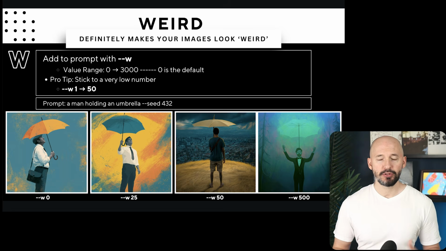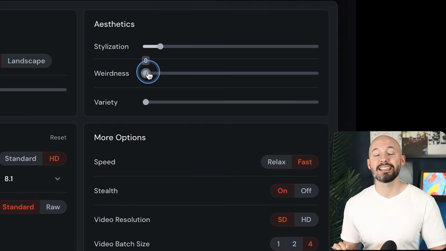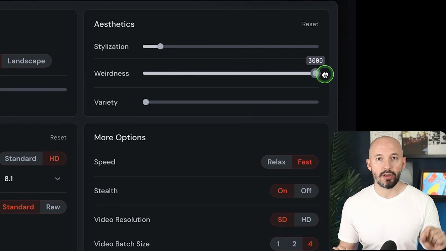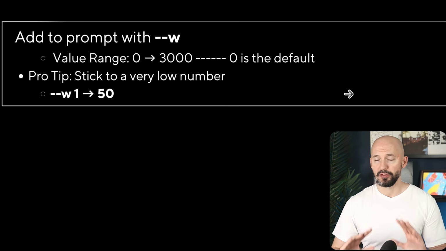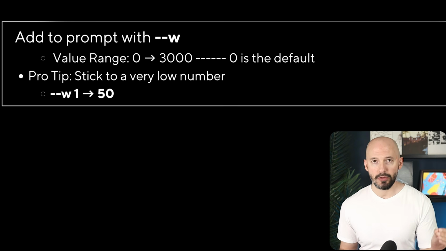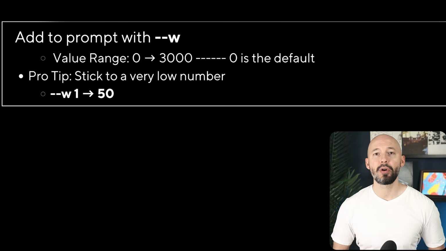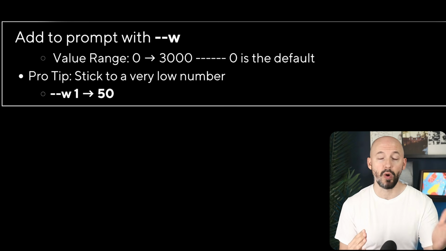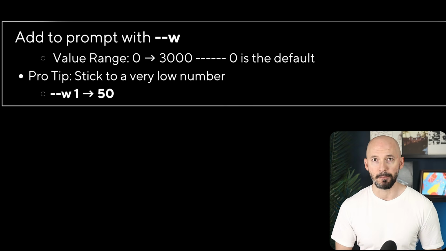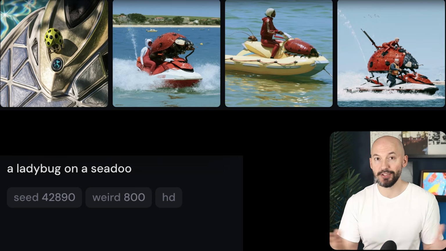All right, let's talk about the weird parameter. This is another one that you can find in your settings. It's a scale of 0 to 3000 though, and it's definitely going to make your images look weird. So my pro tip, if you're going to use this at all, stick to a very low number and trigger it in your prompt with the shortcut --W, leave a space, and then again put a value anywhere between like 1 and 50. You're not going to need much more than that. It's called weird for a reason. It lives up to the name. Like, look at these. Those are insane.